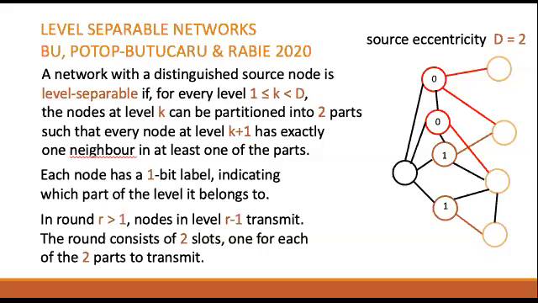In the first slot, the source transmits. In the next slot, the red node in level 1 transmits. Well, all the red nodes in level 1 transmit. And in the following slot, the brown nodes in level 1 transmit. This ensures that all nodes in level 2 are informed. If the source eccentricity is greater than 2, then in the next round, which consists of 2 slots, the nodes in level 2 transmit one part at a time. This continues one level per round until the nodes in level D are informed.